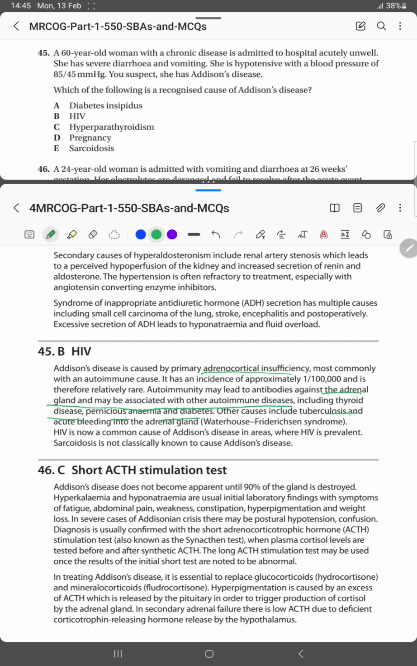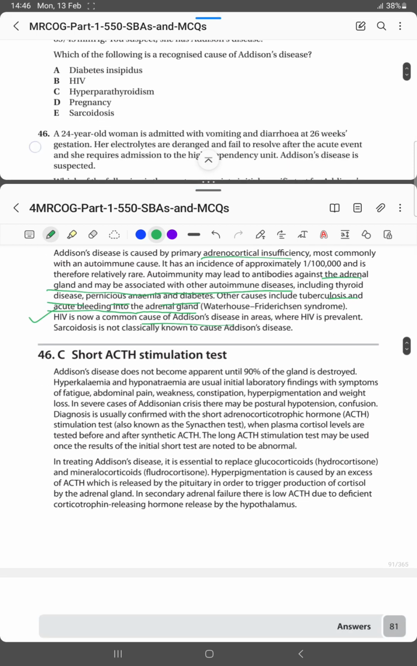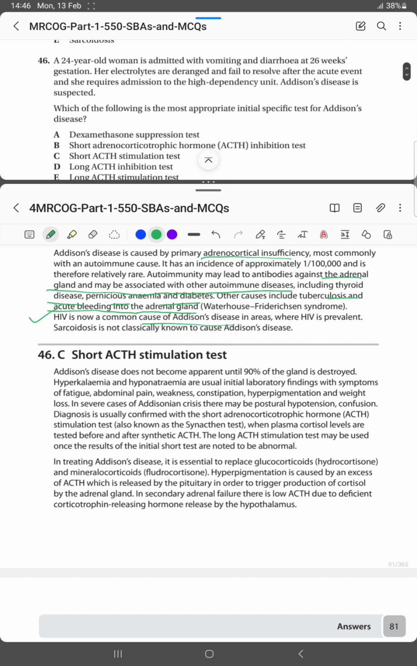Other causes include tuberculosis and acute bleeding into the adrenal gland, the Waterhouse-Friderichsen syndrome. HIV is now a common cause of Addison's disease in areas where HIV is prevalent. Sarcoidosis is not classically known to cause Addison's disease. Now, next question.